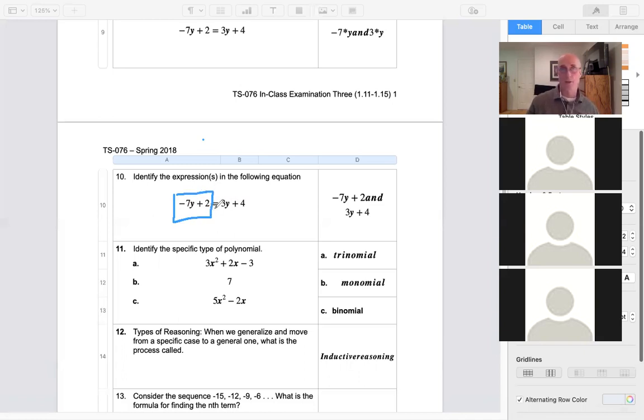Expressions are like what's on one side of the equal sign, and sometimes there's no equal sign. They just give you an expression, but everything that's on half of the equal sign is an expression. That's what an expression is. So identify the two expressions. You got negative 7y plus 2. That's one of them.